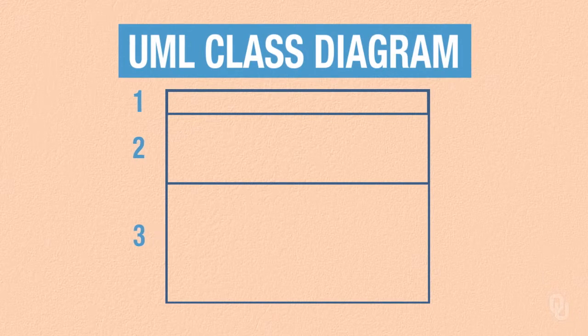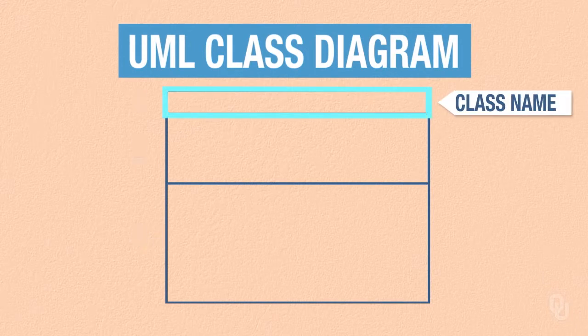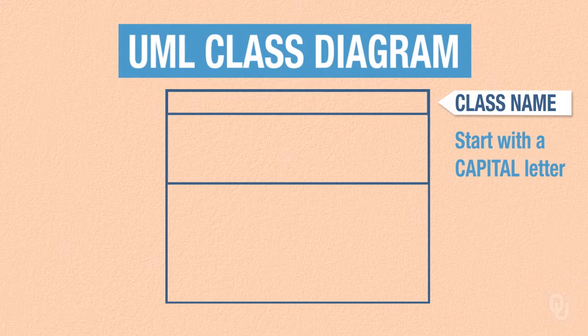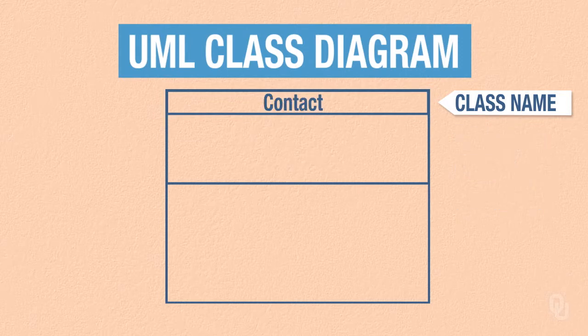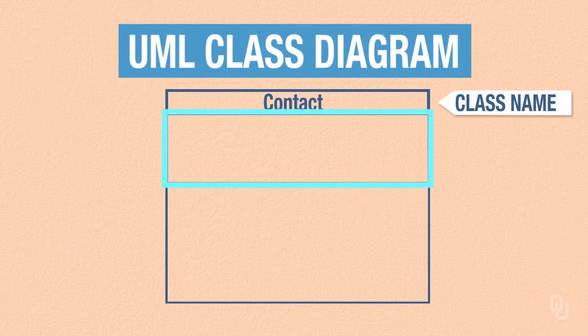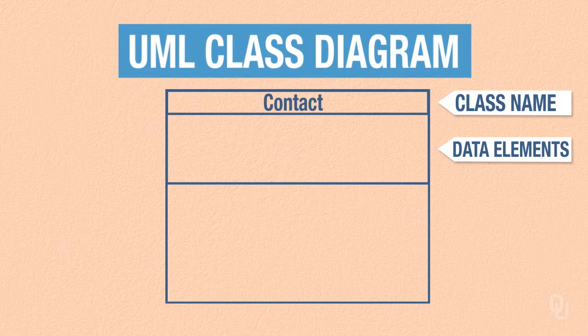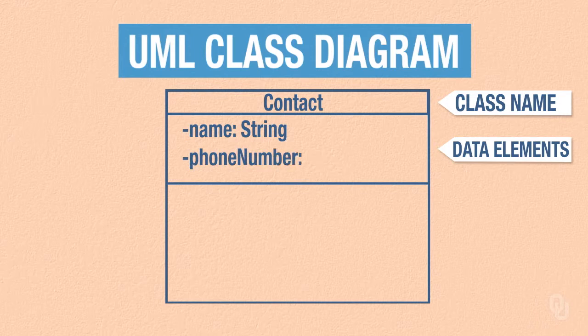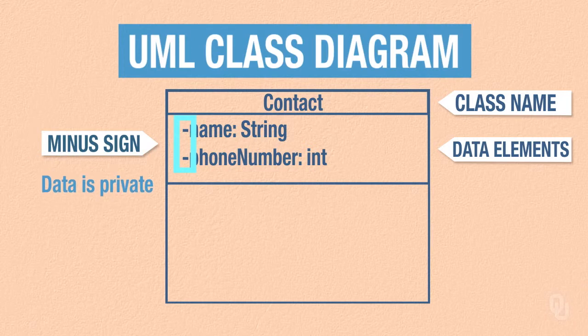A UML class diagram is a box that's divided into 3 rectangles. The top box holds the name of the class. Class names always start with a capital letter and should be meaningful, so we'll call our class Contact. The middle box holds a description of the data elements that will be used to record the attributes of the class. In this case, our data will be called name and phoneNumber. Name will be a string and phoneNumber will be an int. The minus sign in front of the data means that the data is private. When data is private, it's used only inside the class.